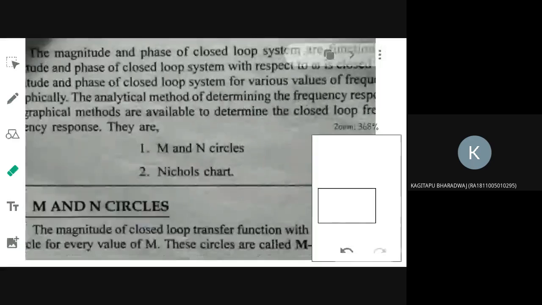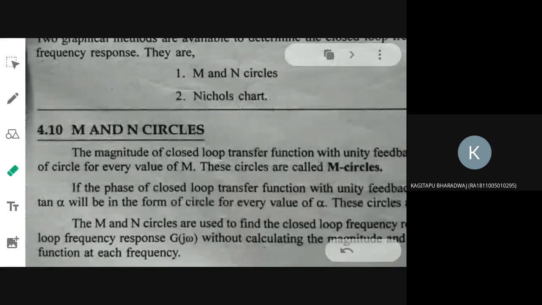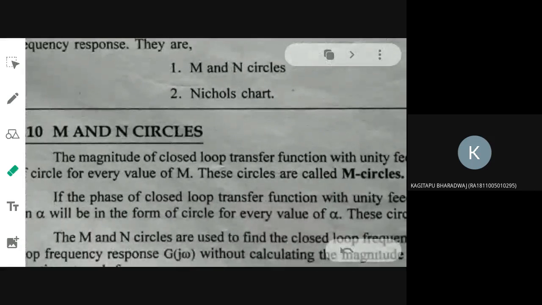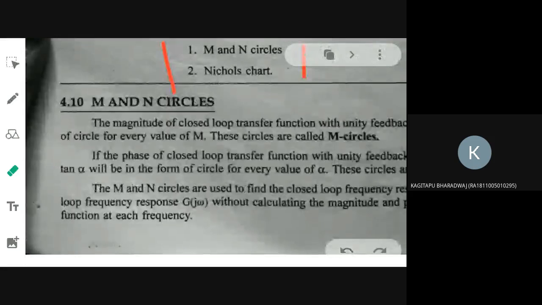Okay, Nichols chart is not included in the syllabus. That is a complicated procedure, so they have skipped that in the syllabus. Now, just a derivation of M and N circle, and what are M and N circle, you are going to discuss in today's class. Now, let us discuss first what are M circles and what are N circles.